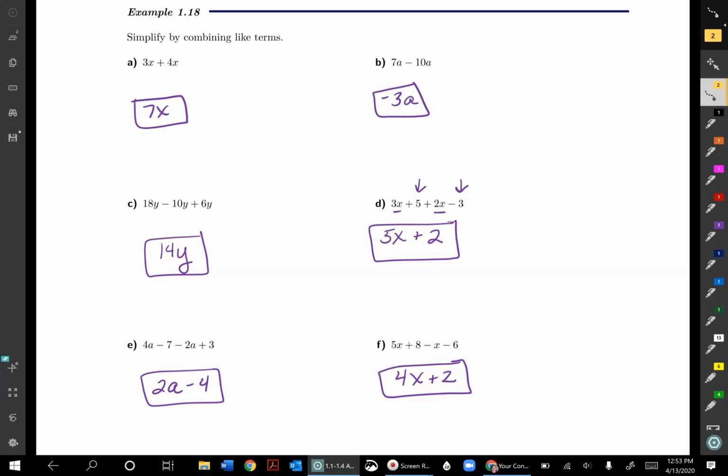We end up with expressions. We don't have like terms in our answers, so we're just going to leave it as is.